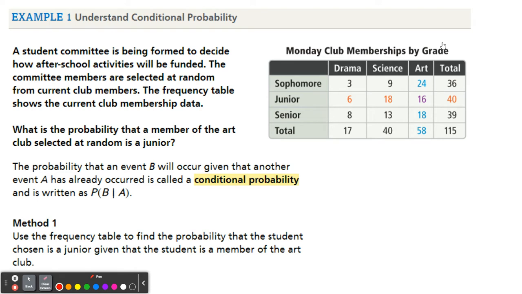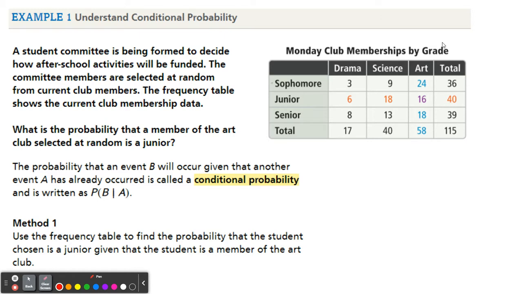It says, understand conditional probability. A student committee is being formed to decide how after-school activities will be funded. The committee members are selected at random from current club members. The frequency table shows the current club membership data. So this is what I call a two-way frequency table, right? Because it goes two ways.